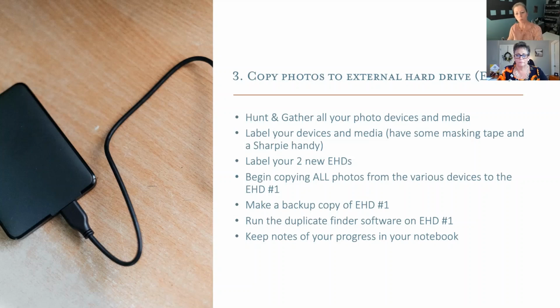Once you get everything consolidated, you're going to run duplicate finder software on that hard drive. There's a couple of different ones. There's one that I really like for Mac, and it's called Photo Sweeper. And I have another one listed at the end that we recommend for Windows, that I know some people really like. So how do those work, Rachel?